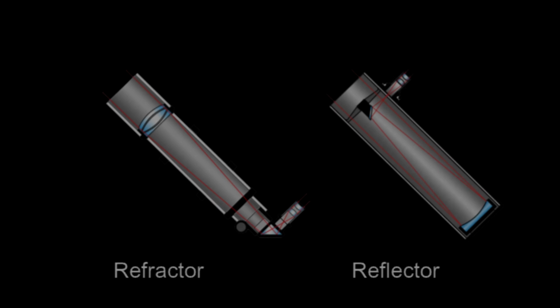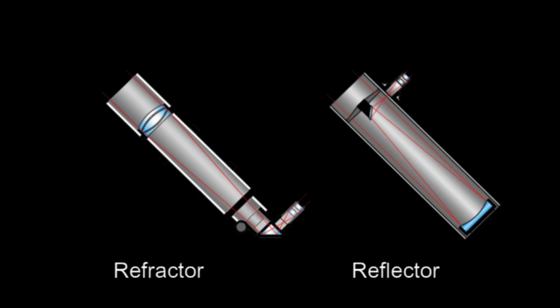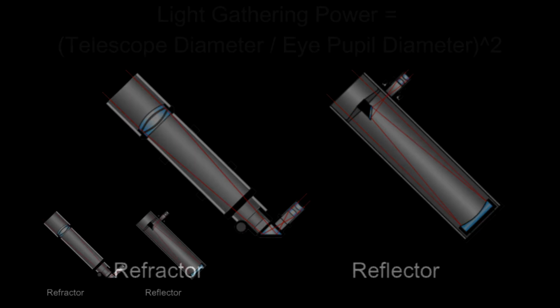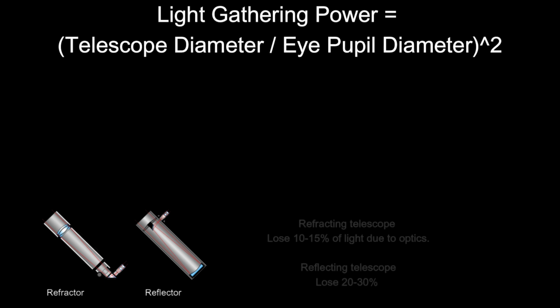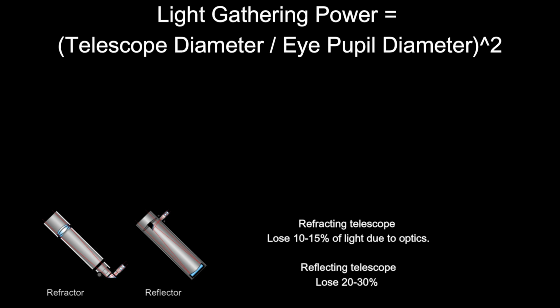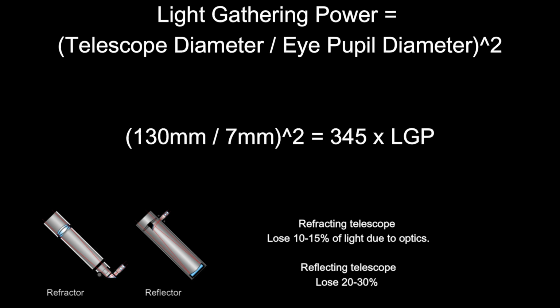There are two types of telescopes: a refractor that uses a lens to gather light, and a reflector scope that uses a mirror. The light-gathering power of a scope is determined by the diameter of this objective lens, compared to the pupil of the human eye, at 7 mm. A 130 mm lens, divided by 7 mm, then squared, gives us a light-gathering power of 345 times more than our eye.